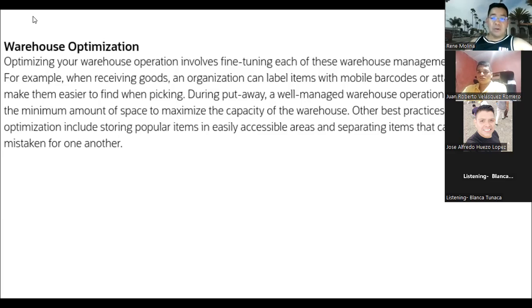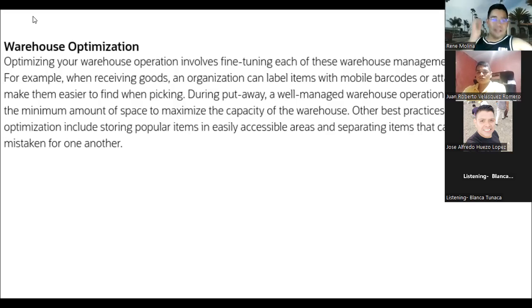Very good, perfect. So yes, optimization is a very nice word. It's different from maximization. When you maximize, you want to have 100% or 120% of efficiency or anything like that. But optimizing means that there is a balance. You are going to have the best and the best quality as well. So it says optimizing your warehouse operation involves fine tuning. Do you know what is fine tuning? Fine tuning is something very nice, something in good condition, mint condition.